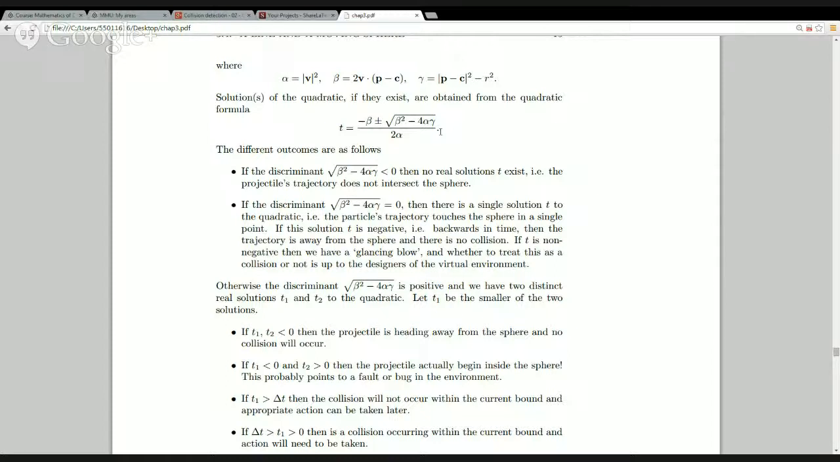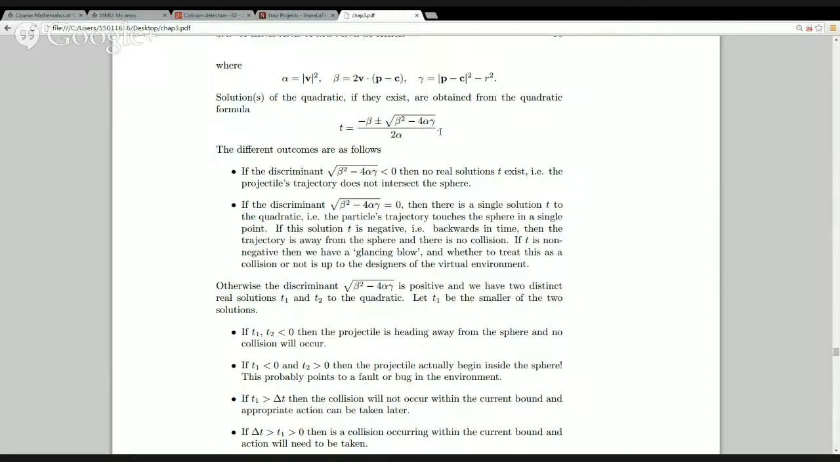Now, one situation is that they could both be negative. The two values of time you get are negative. Well, that's this kind of situation where the thing is shot away from the sphere, but if you hypothetically could continue to project it backwards in time, you'd have 2 points of intersection. So this is this case here, T1 less than T2, less than 0.